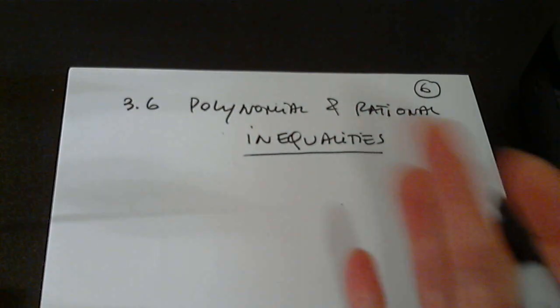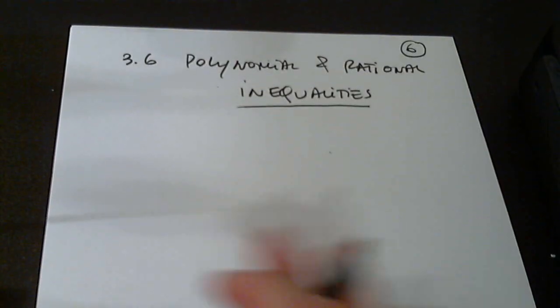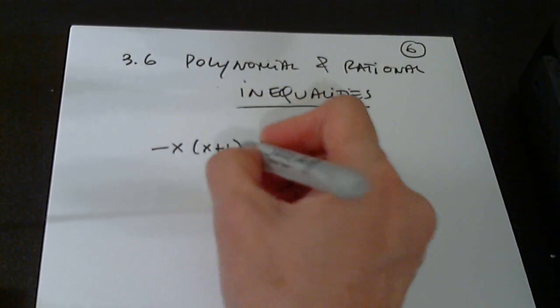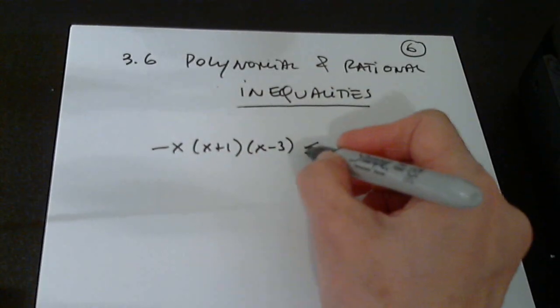Okay, what is a polynomial and rational inequality? They're two different things, of course. Here's one. Negative x, x plus 1, x minus 3, less than or equal to 0.